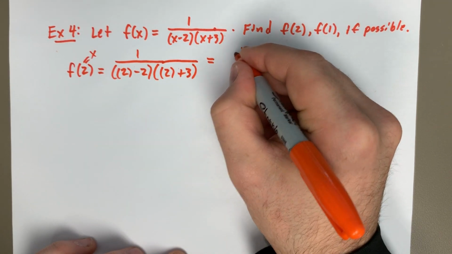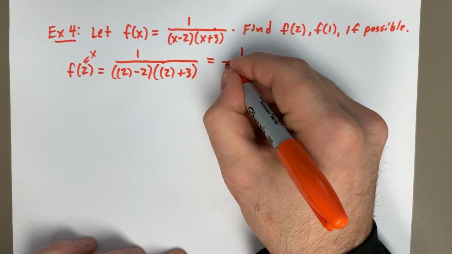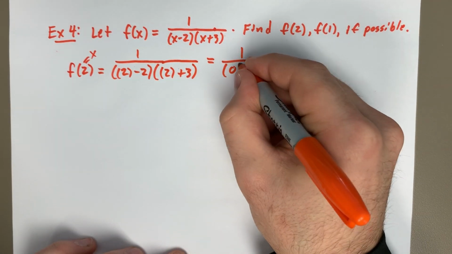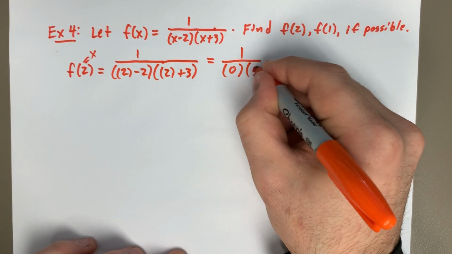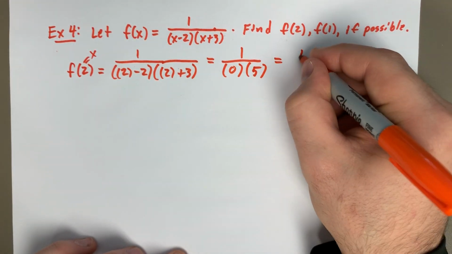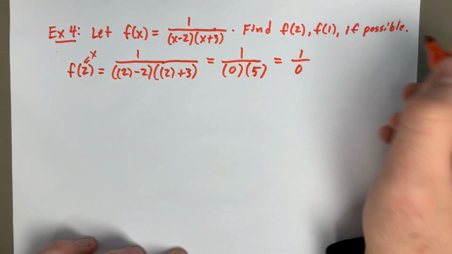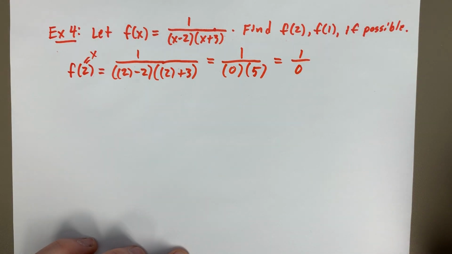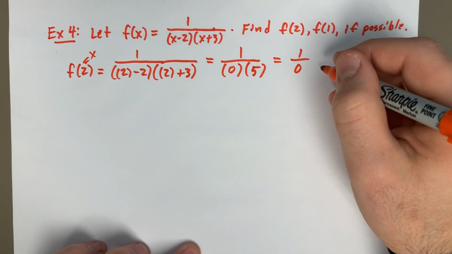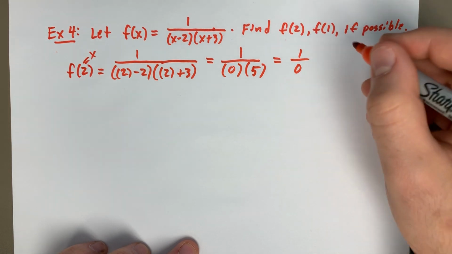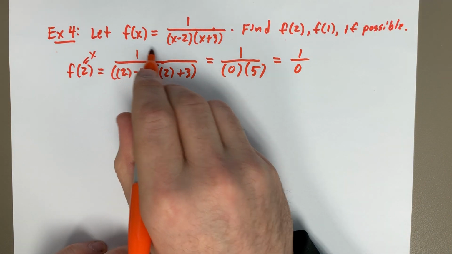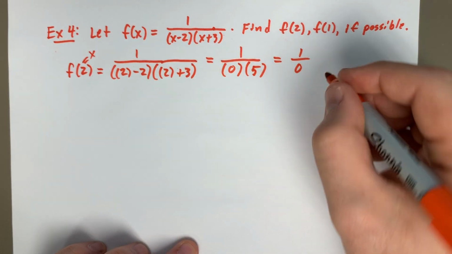So I have 1 over, in the first set of parentheses, 0, times, in this set, 5. That's equal to 1 over 0. Well, that's not infinity, by the way, if you're taking calculus. That is not defined. You can't have division by 0. So f is not defined at 2.